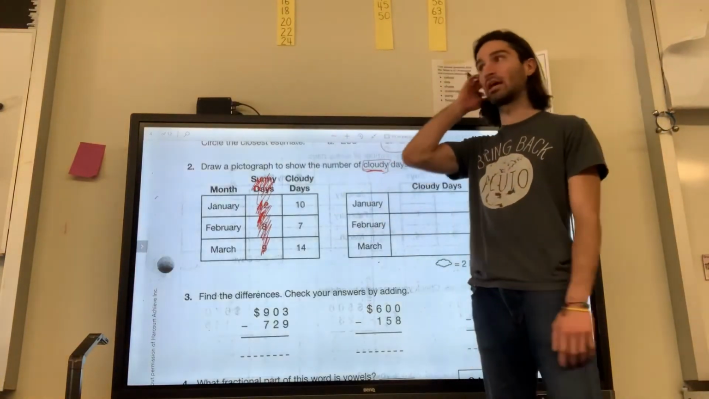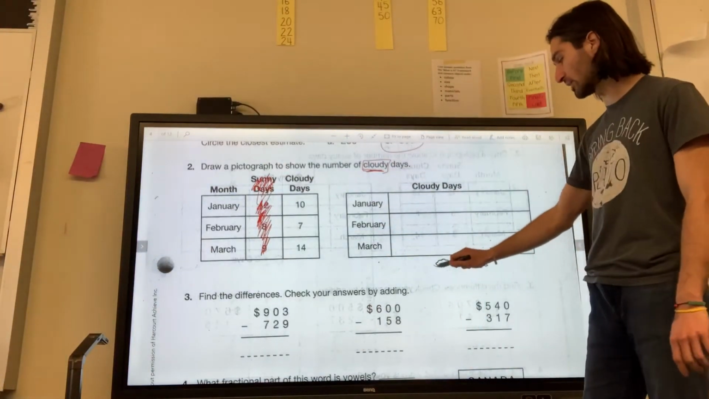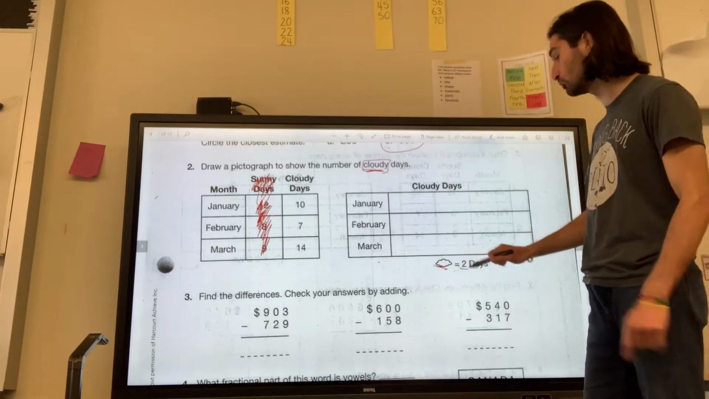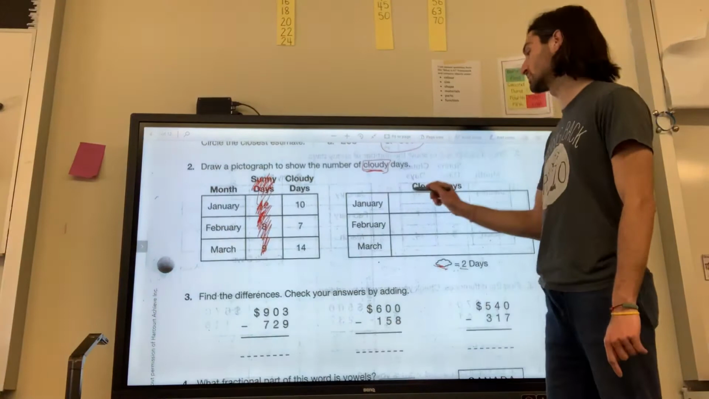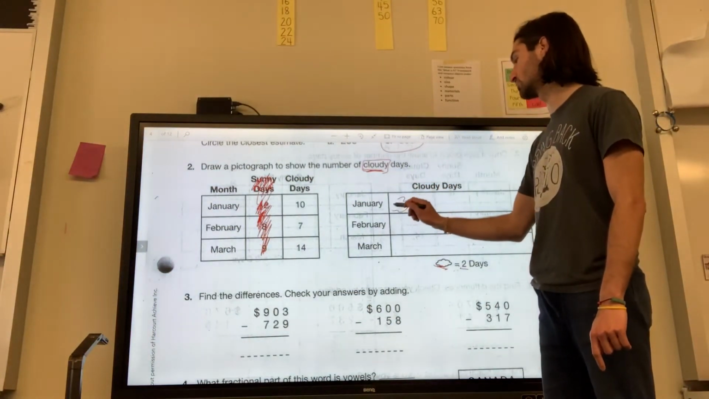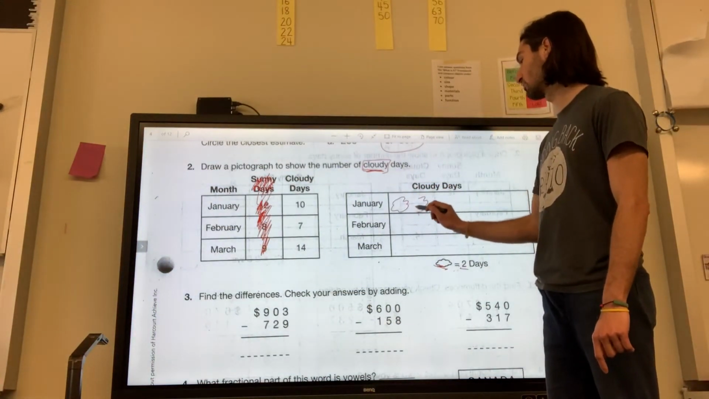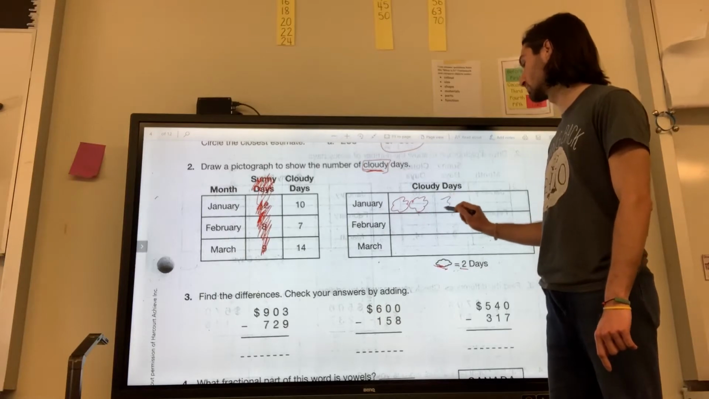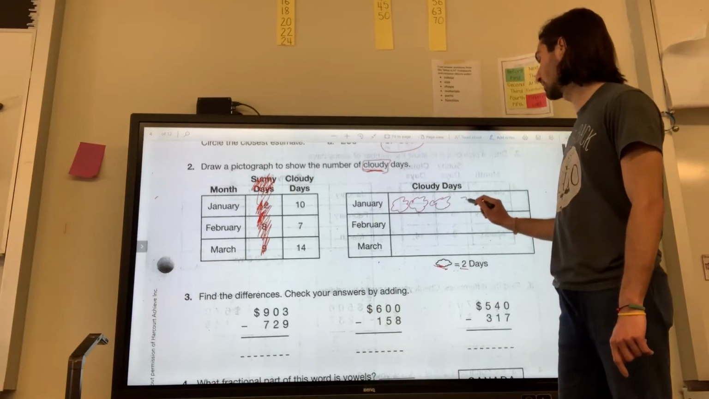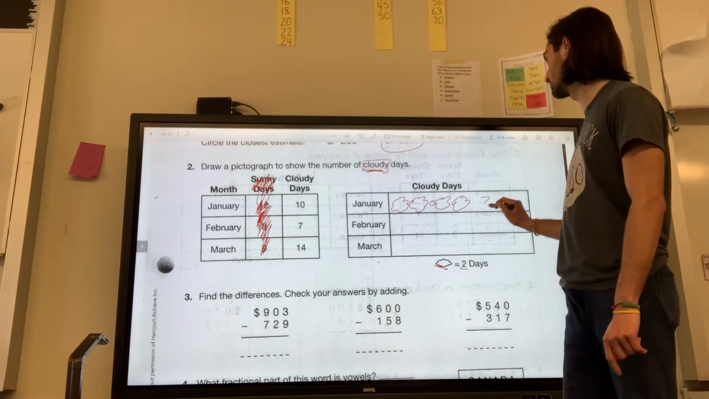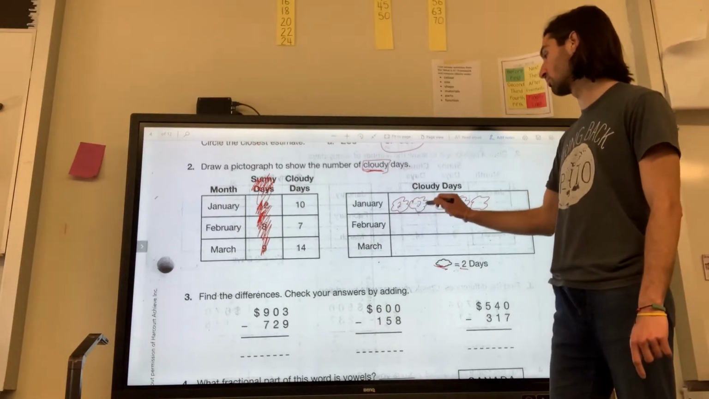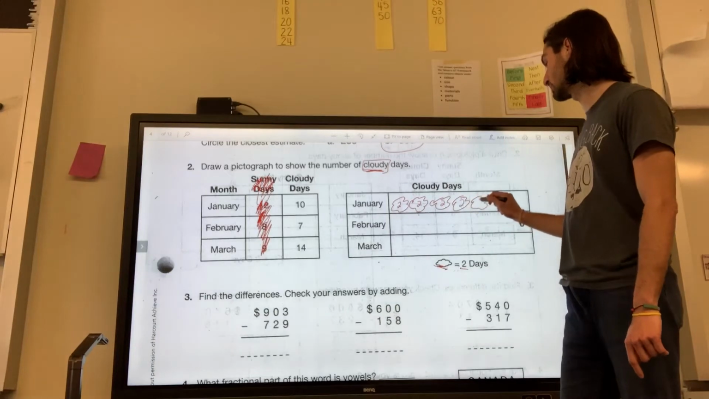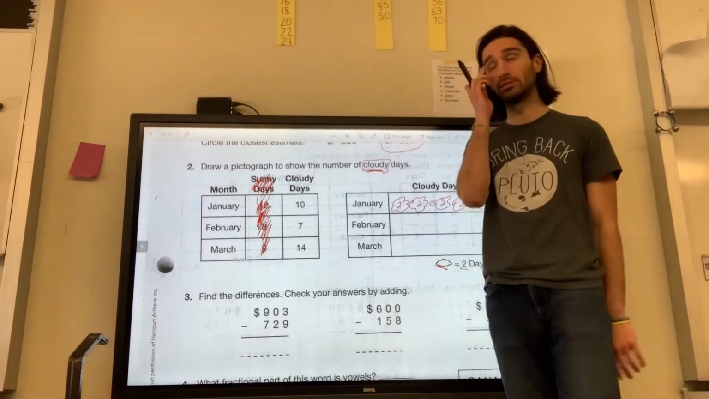How many cloudy days did January have? January had 10 cloudy days. Every cloud equals 2 days. So how many clouds are we going to have? Let's see. That's 2, 4, 6, 8, 10. So we have 5 clouds. So I count by twos, 2, 4, 6, 8, 10. Sorry, count by twos, not by tens.